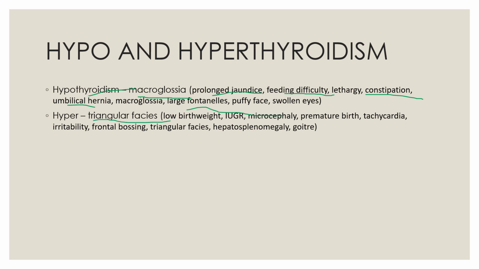Hyperthyroidism, there can be a triangular facies with low birth weight, IUGR, microcephaly, premature birth, tachycardia, irritability, frontal bossing, triangular facies, hepatosplenomegaly. There is goiter.